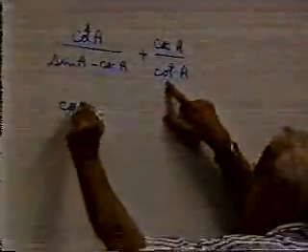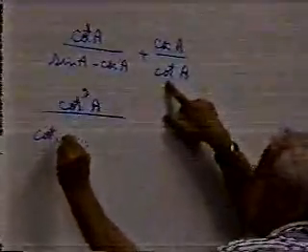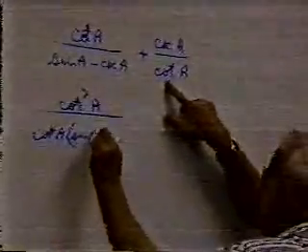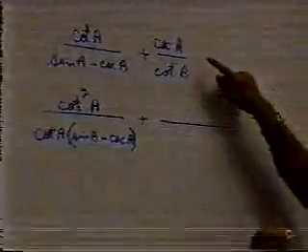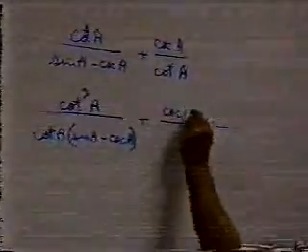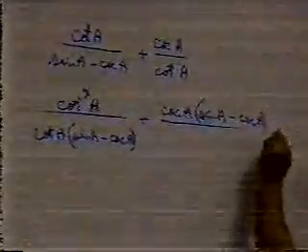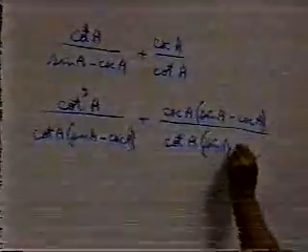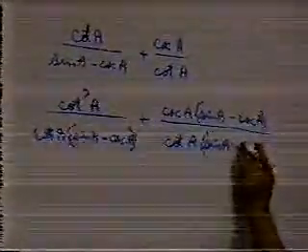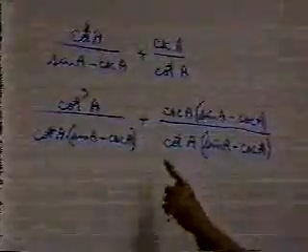So I'm going to have cotangent squared of A over cotangent of A times sine of A minus cosecant of A. Plus, I'm going to multiply the top and bottom here by the other denominator, which is sine of A minus cosecant of A. So I'll have cotangent of A times sine of A minus cosine of A, cosecant, excuse me. Sine of A times cosecant of A. All right. So what I did is I multiply the top and bottom so I have a common denominator.